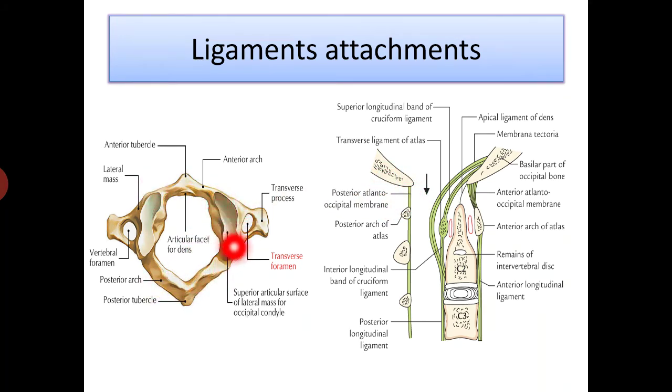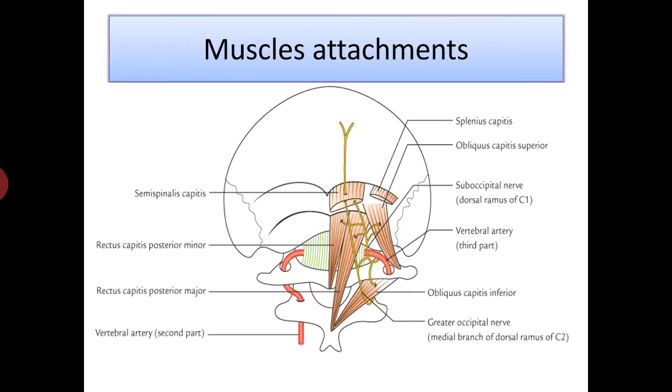Okay, we have here the atlanto-occipital joint, which will be formed over here. Okay, and this transverse foramen will be traversed by the third part of the vertebral artery. Okay, now the muscle attachments on the atlas.